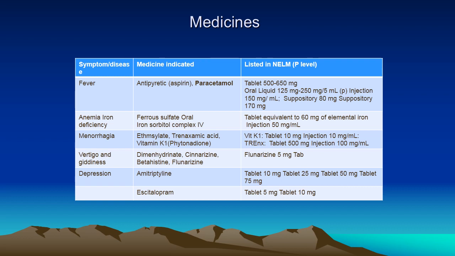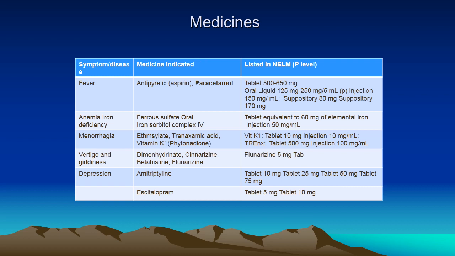If there is bleeding due to menorrhagia, then vitamin K1 and tranexamic acid can be given. Ethamsylate is also effective, but tranexamic acid is chosen because of efficacy and safety. For vertigo, giddiness: dimenhydrinate, cinnarizine, betahistine, flunarizine. We can discuss why betahistine is not chosen because of the cost and availability. Therefore, in the list, flunarizine 5 mg tablet is chosen.